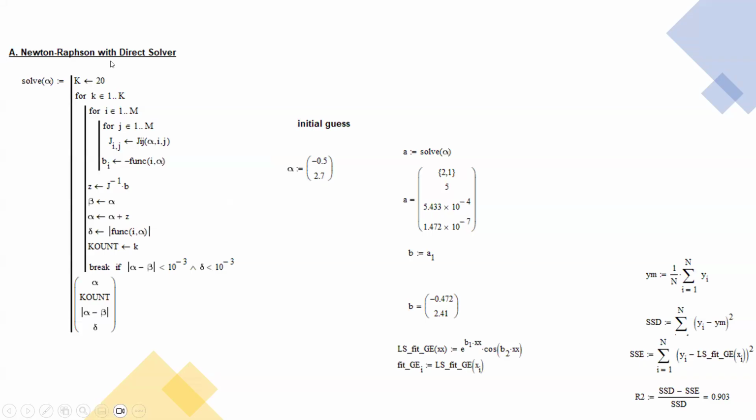For the Newton-Raphson method for solving the nonlinear system of equations, we need the initial guess. This initial guess is given. Once we solve the problem, this is the answer for these two coefficients. When we check the correlation coefficient for these noisy data, based on this fitting, the correlation coefficient is 0.903, and this is a good fitting. See, this is the value of A1 and this is A2.